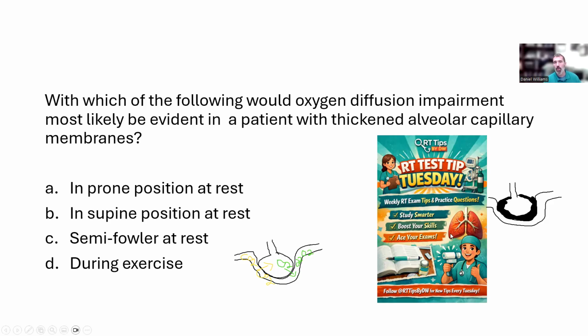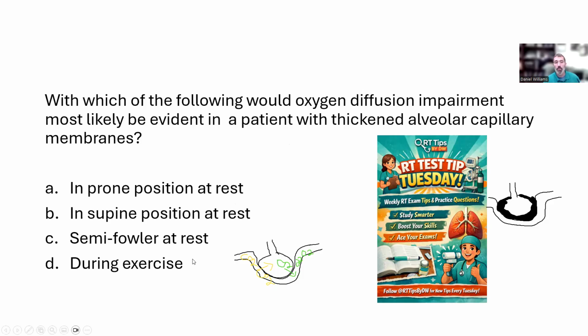The question in part asks when an oxygen diffusion impairment would most likely be evident in a patient with thickened alveolar capillary membranes. When this patient is at rest, because of everything we've talked about and the ability of oxygen to reach equilibrium, as long as that transit time is appropriate, that oxygen should diffuse across, and those individuals should not have an increased work of breathing because of the need for additional O2.